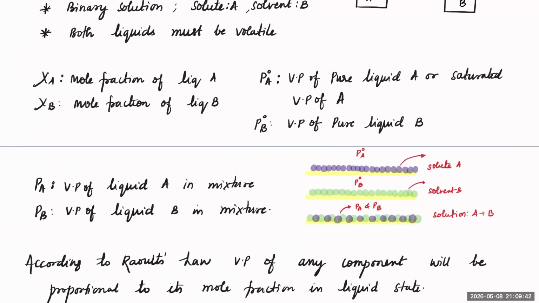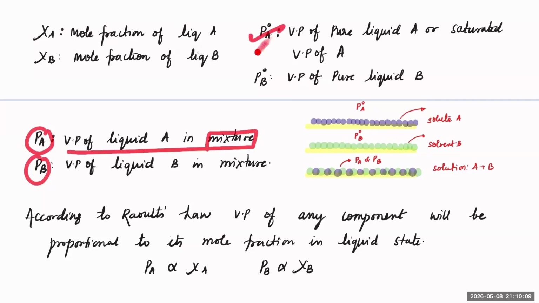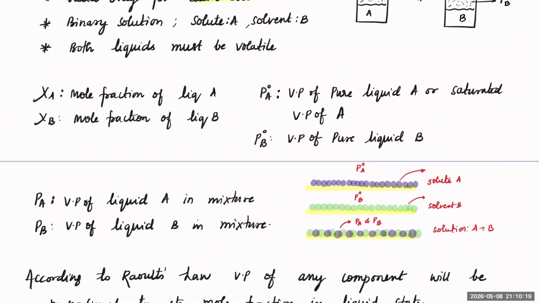Then, if XA represents mole fraction of liquid A and XB represents mole fraction of liquid B in the solution, and P naught A represents the vapor pressure of the pure liquid A, and P naught B is the vapor pressure of pure liquid B, then PA and PB are vapor pressures of the liquid in a mixture. This is before making the mixture, and this is after making the mixture. Everybody understood the terms here.